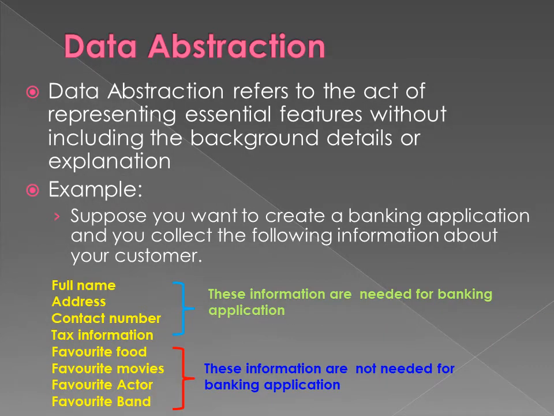Data abstraction. The act of representing essential features without including the background details or explanation is known as data abstraction. Thus, data abstraction means only selecting the necessary or required attributes from a large pool of attributes and thereby showing only the relevant data of the object to the user. This means that we select only those attributes that are needed for our software and we ignore the other attributes that are not needed for our software.